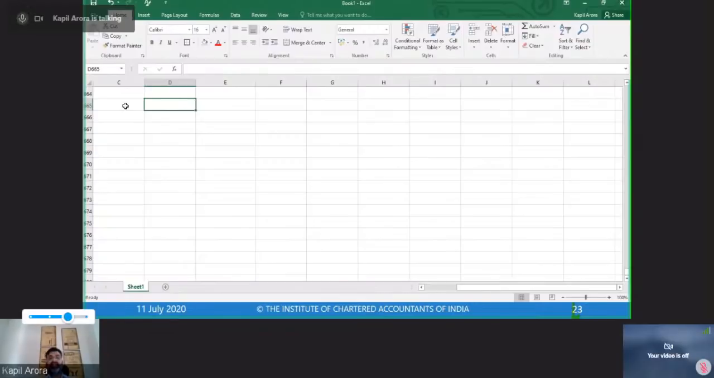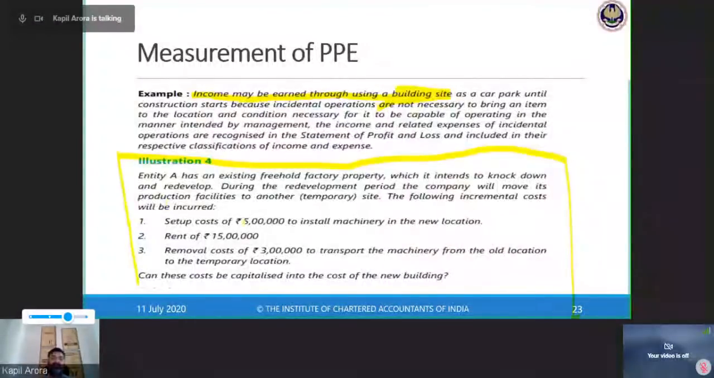So entity A, moving plant from one location to another. Setup cost is 5 lakh. Rent is 15 lakh. Removal cost is 3 lakh. Can these costs be capitalized into the cost of the new building?